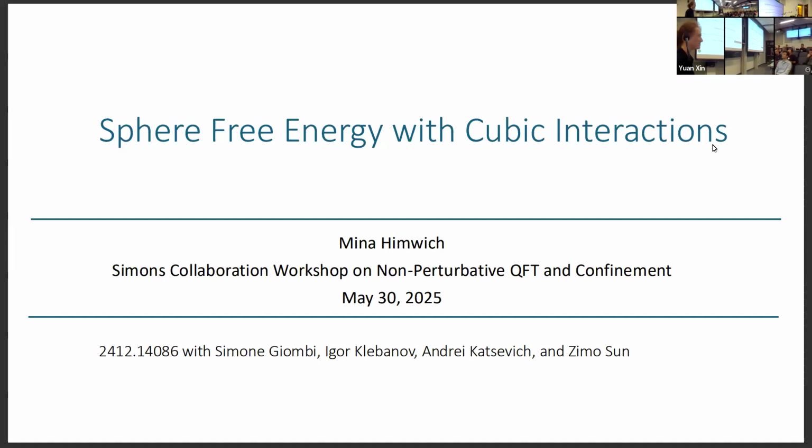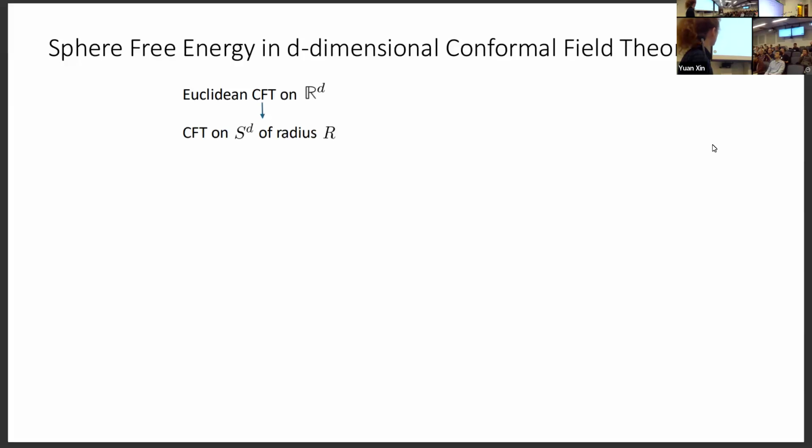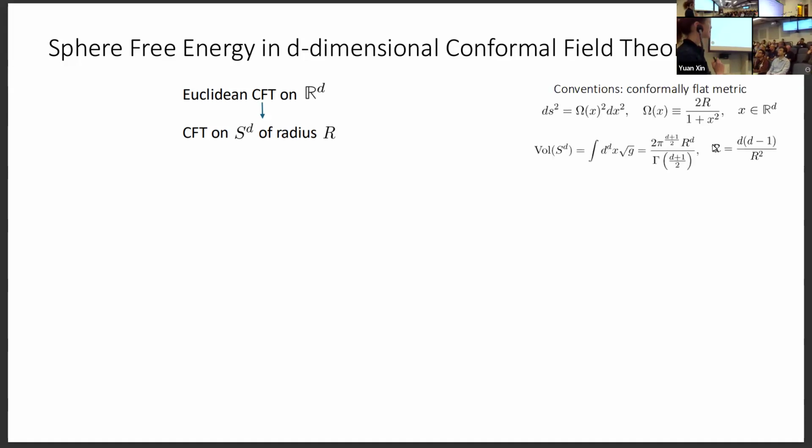So I know a lot of people in this room have spent a lot of time thinking about the sphere free energy, but I wanted to start with a review, so it might be a little basic in the beginning. Starting from the very basics, if we have a Euclidean CFT in flat space, we can do a Weyl transformation and put it on a sphere of radius r. And just for concreteness, here are some conventions.